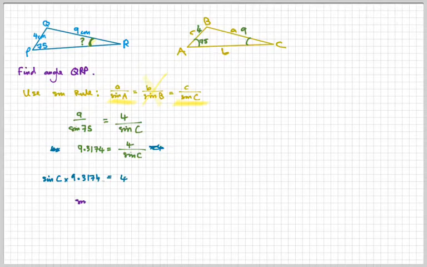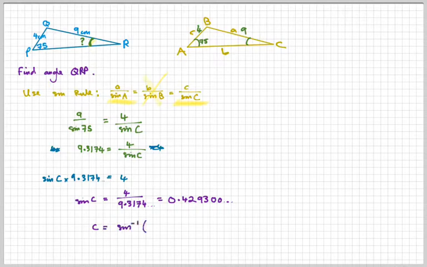So we get to this stage. And now we can make sine C the subject by dividing through by that 9.3174. And make sure you haven't rounded this number. Now when you put 4 over 9.3174, etc., into your calculator, you get this number here. So what is C? How do I find C? Well, I've got sine C is equal to 0.42930 something. So C, this is from the trigonometry we've done before, is the sine inverse of that number. When you put that into your calculator, you'll get an answer of 25.4 degrees to 3 significant figures.